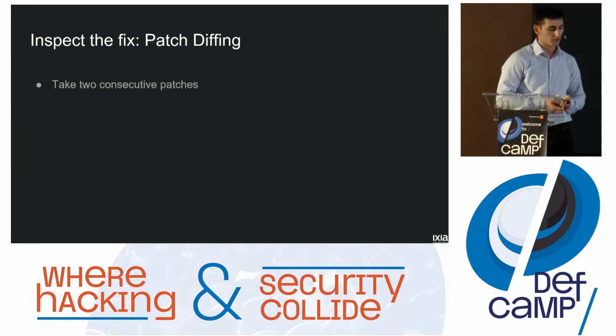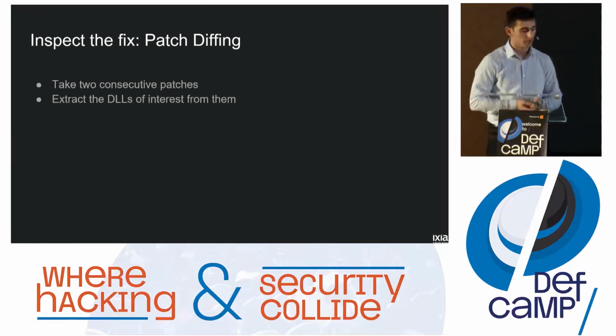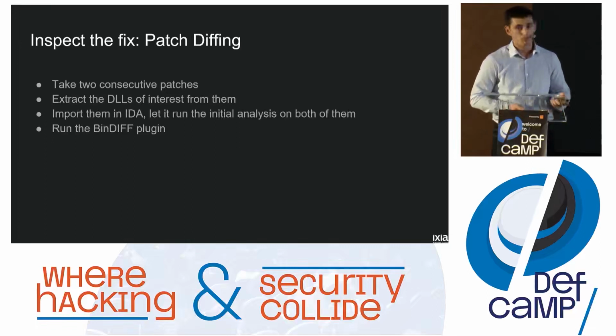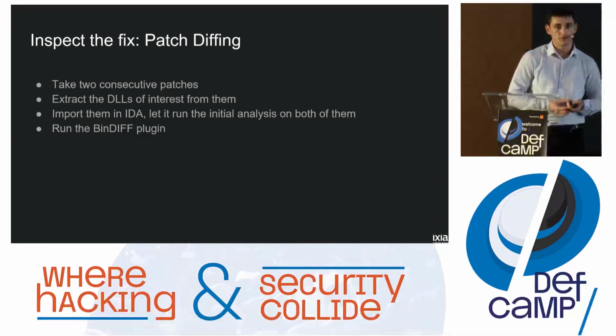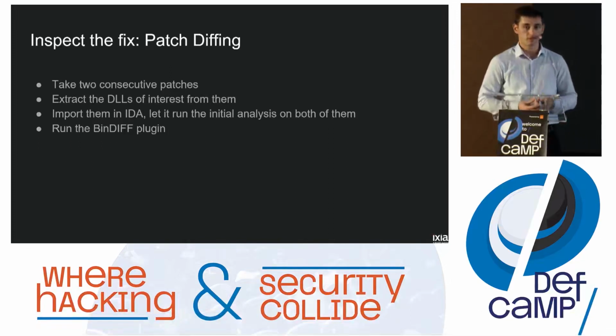How would you go about patch diffing? Well, there are certain steps, and they're pretty straightforward. You will take two consecutive patches. When we're talking about Windows, these patches are really cabinet files, and cabinet files are fully fledged zip archives. You would extract those archives, and you take the file of interest from them. Then you import those files in IDA and let IDA run its initial analysis on both files. Then you would run the BinDiff plugin. BinDiff has a plugin that allows you to integrate it with IDA, and we'll do exactly that. We'll compare both files at the basic block level. And you will start.